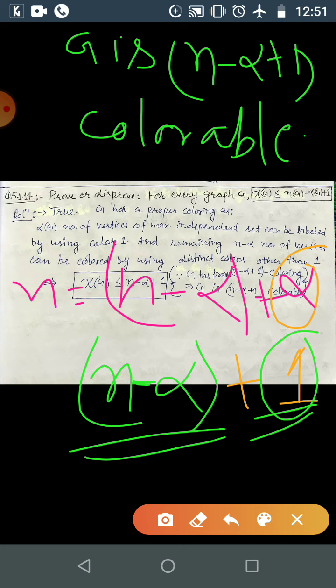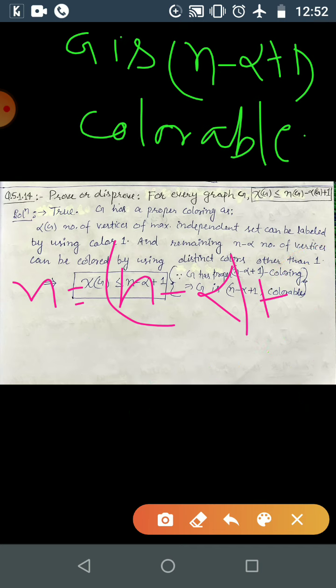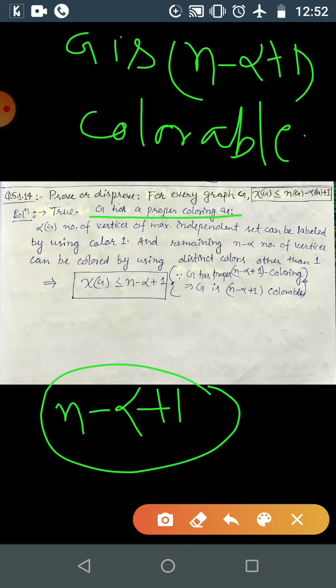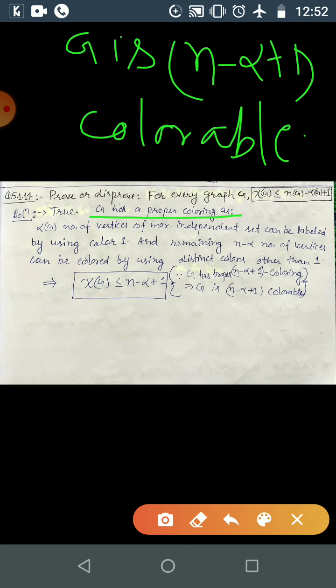Now how many colors is this? This is n minus alpha plus 1, correct? So with n minus alpha plus 1 colors we can show that G is this much colorable. Here we are just showing that G has a proper coloring with n minus alpha plus 1 colors. This is a proper coloring of this graph.